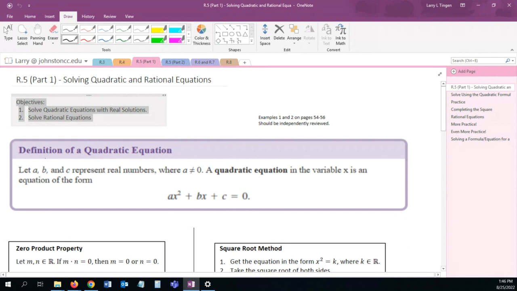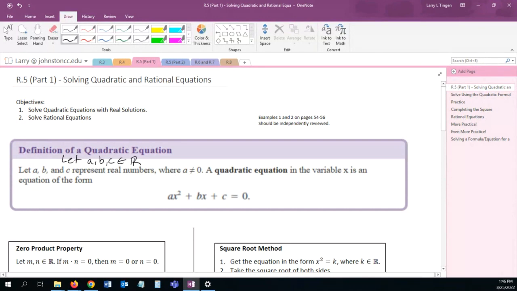The first line of this definition says let A, B, and C represent real numbers. I'm going to shorten that using mathematical notation: A, B, and C are elements of the real numbers. That is the same thing as what is written here. So let A, B, and C be real numbers. You'll see down here in the zero product, I use that notation. I want you to get used to it. So those are real numbers. That just means they're not complex. Where A is not zero.